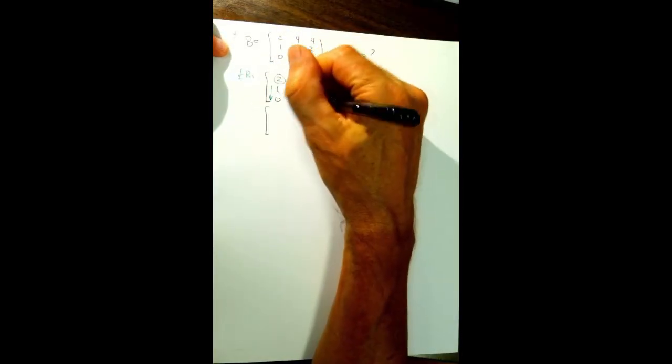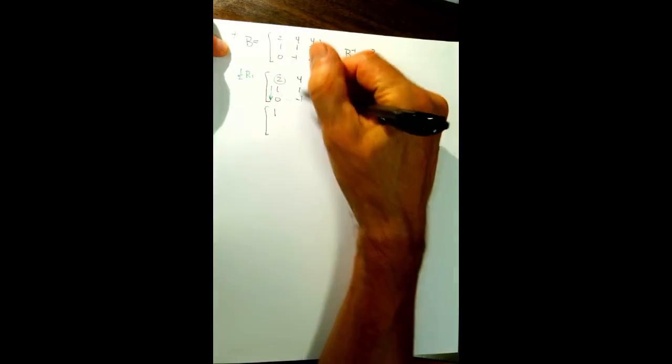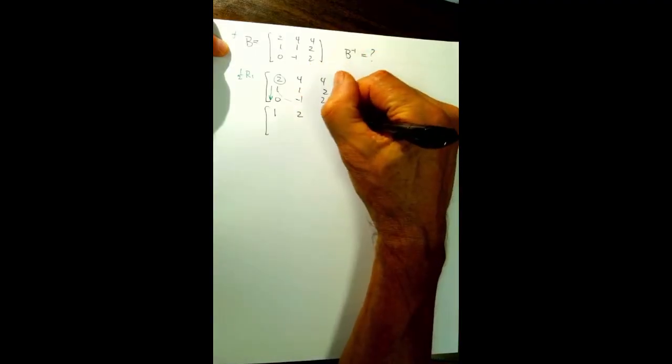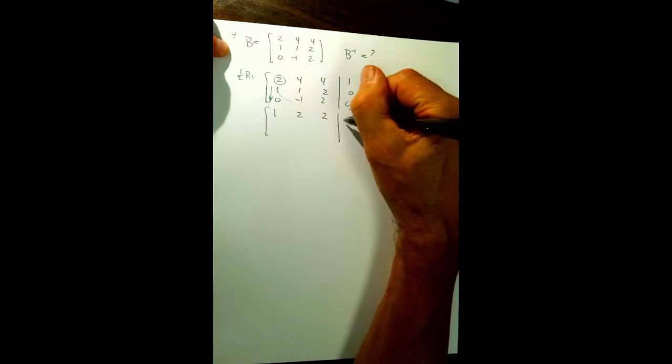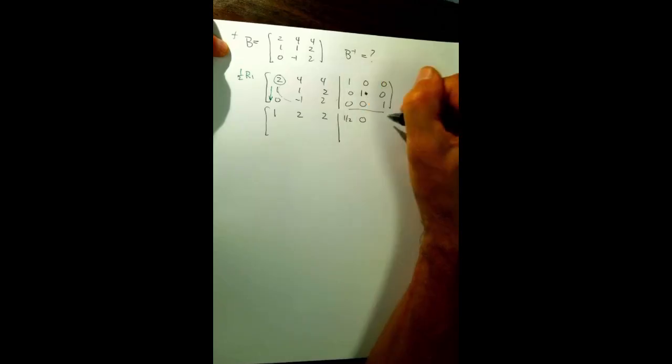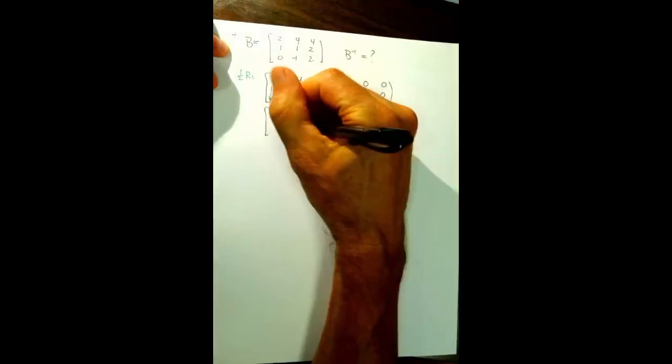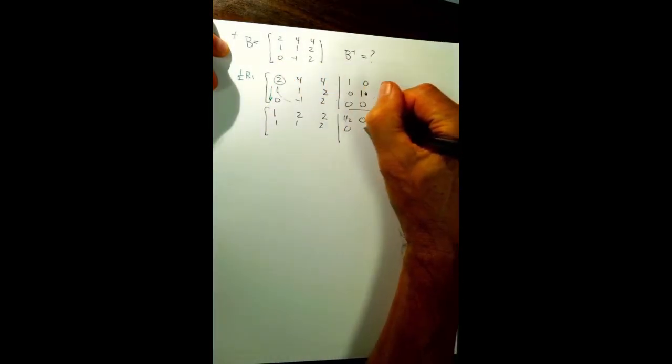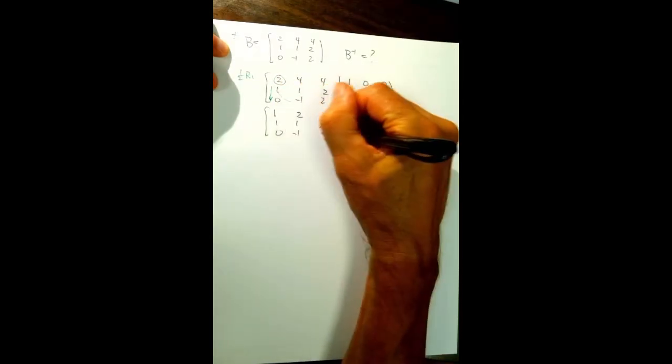So to do that, I need a 1 there. So I need to multiply everything by a half in the first row. So 2 times a half is 1, 4 times a half is 2, 4 times a half is 2, 1 times a half is a half. I get 0 halves, 0 halves. I'm going to leave everything else alone.